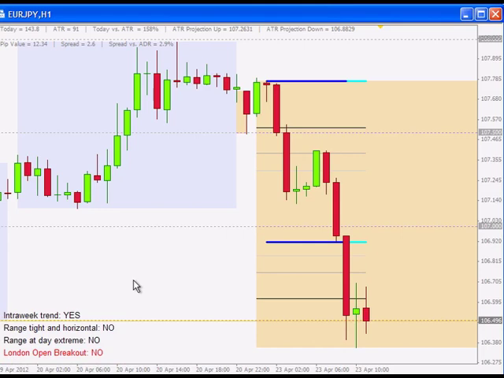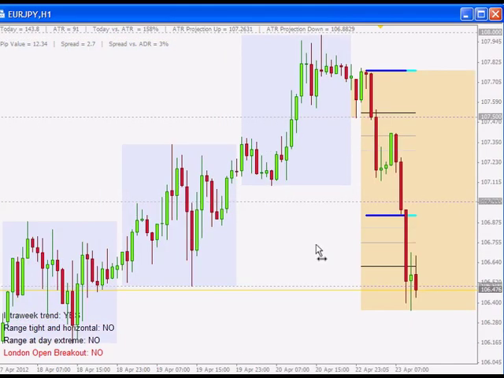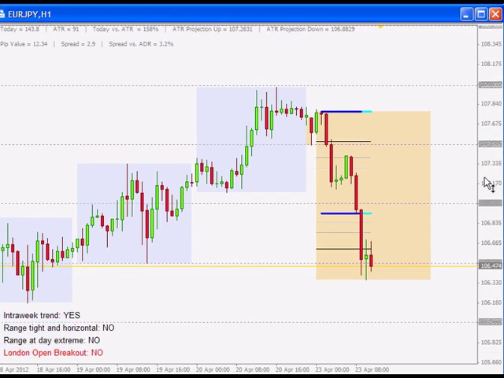Now, there are three things that you have to keep in mind. First of all, this is an indicator, guys. This is not the Holy Grail. Like any other indicator, it is based on mathematical formulas, and your discretion as a trader still applies.